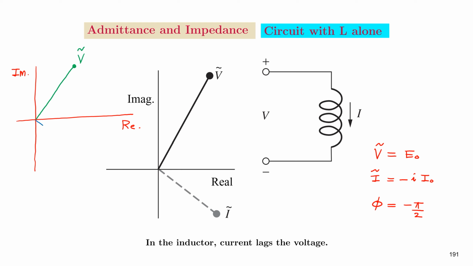Therefore, the current would be like this, and the phase angle between these two would be phi equal to pi by 2. That is, in the inductor, the current lags the voltage.